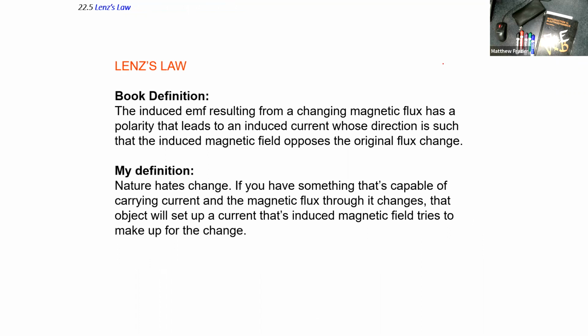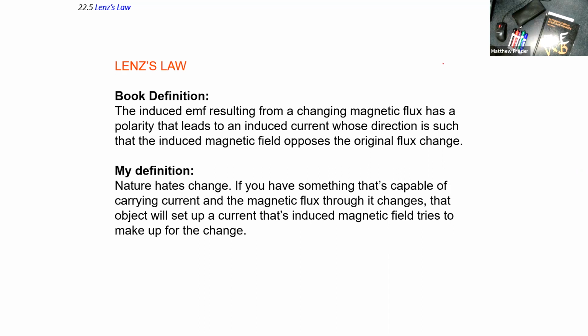Lenz's law, there's the book definition. What is my definition there is actually Dr. Houston's definition. And I agree with it. And then there is the textbook I brought today, which goes through the canonical definition, which is that nature abhors a change in flux. All right, same way it doesn't like a vacuum, it doesn't like changing flux.